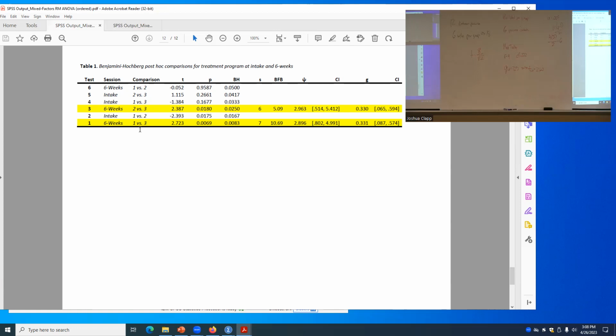Okay. So then we've got stuff here. Did people see how we ran the Benjamini-Hochberg correction here? Okay. So now the task is to go through and pull this together.